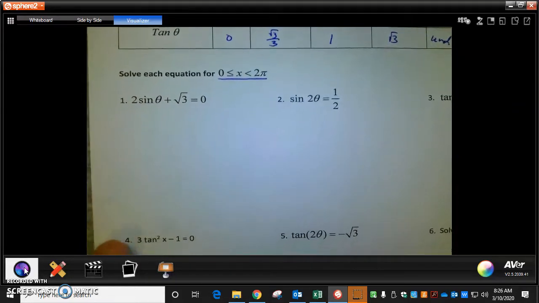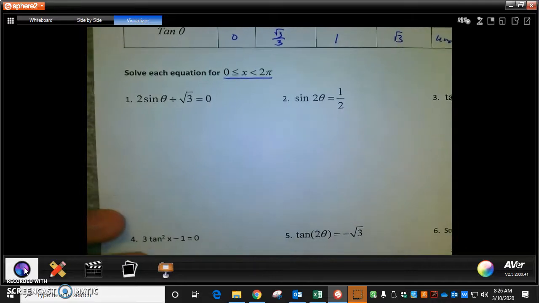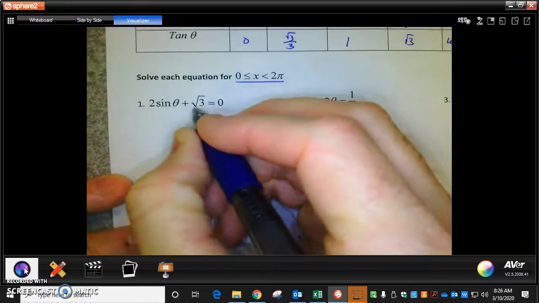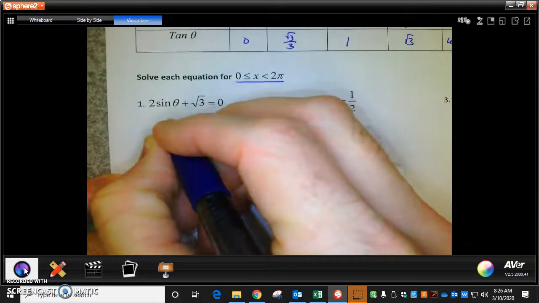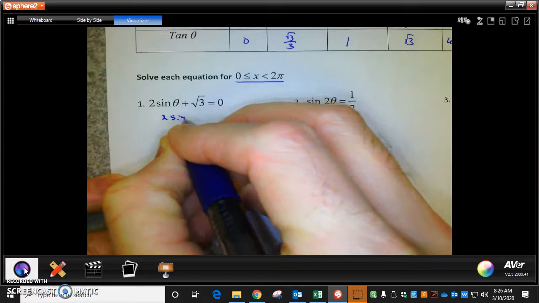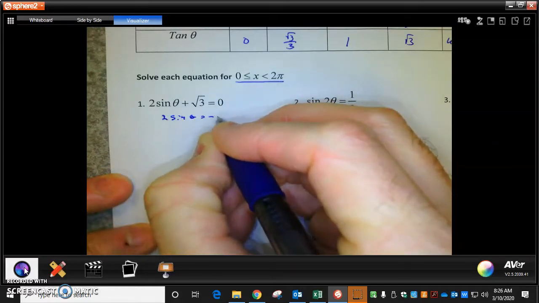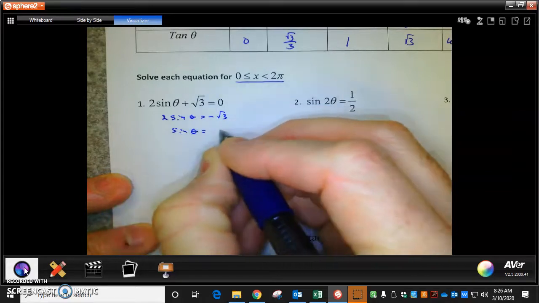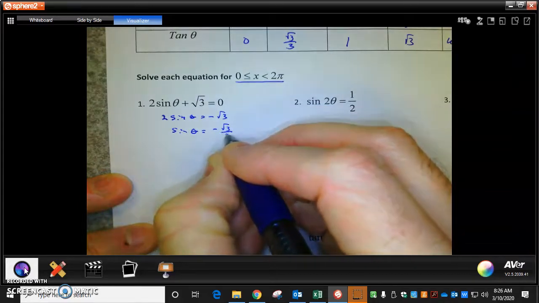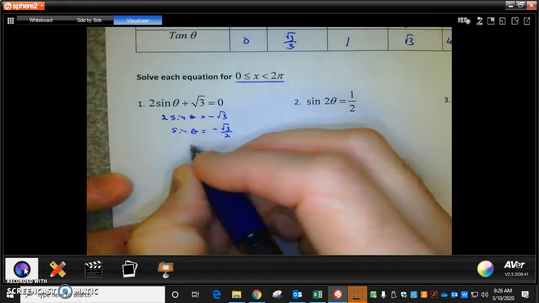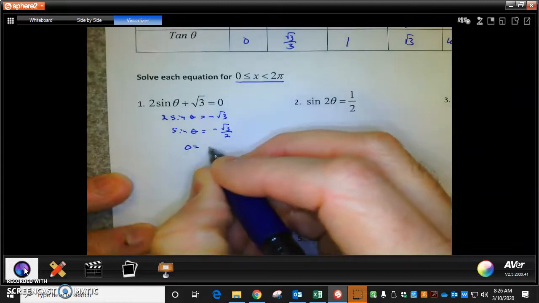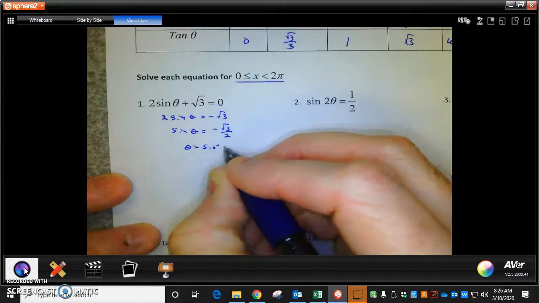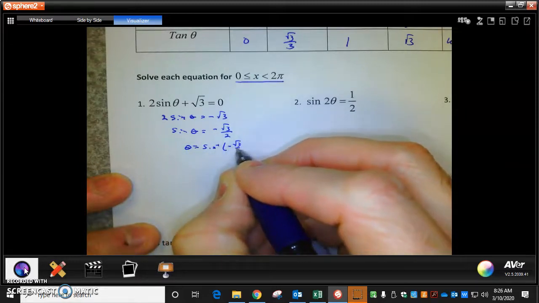So for example, let me do number 1. So this is going to solve just like the ones we did yesterday. So move the radical 3 over, so 2 sine theta equals negative radical 3, divide by 2. You could probably have done those 2 steps at the same time. I'd be okay with that. So theta equals the inverse sine of negative radical 3 over 2.